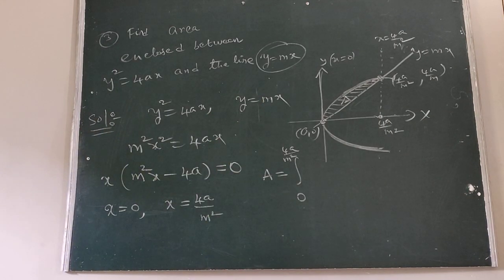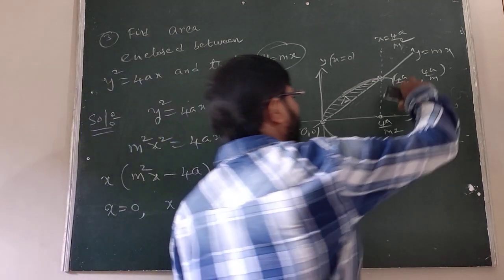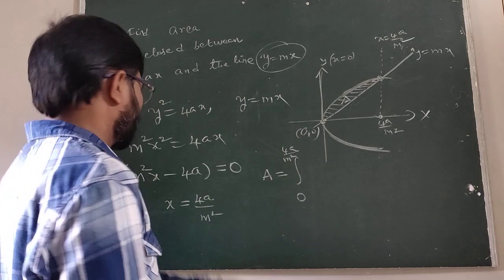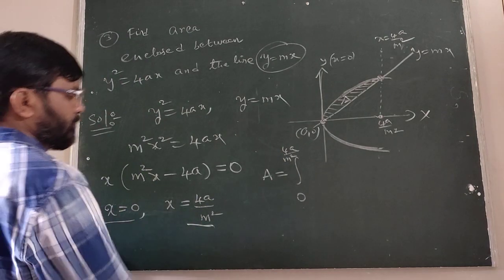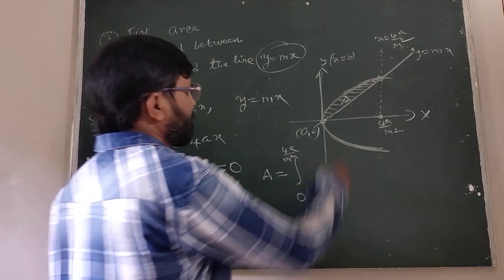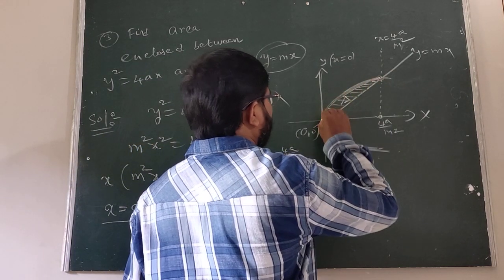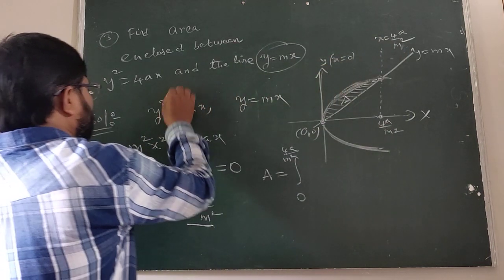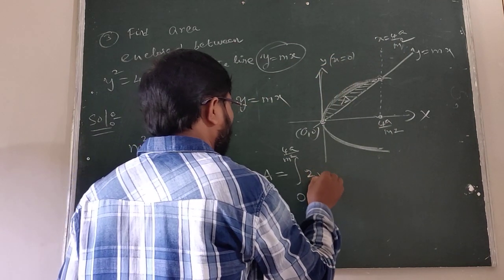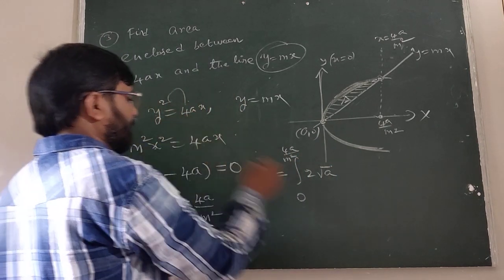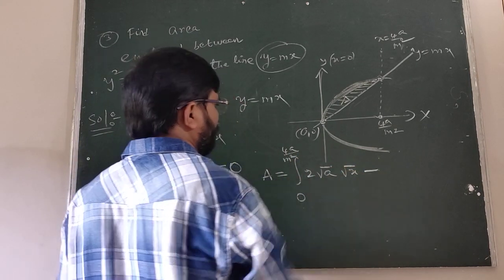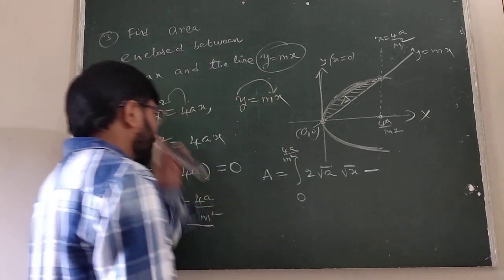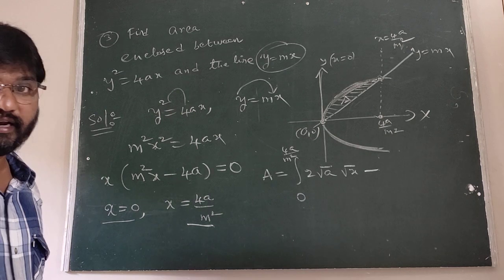So here, when we are taking the limits 0 to 4a by m square, these two limits are x. Then y1 minus y2. What is the curve here in between in the first quadrant? This is the plus one. Therefore, now we can write 2 root a root x minus mx. Is it clear? y1 minus y2.